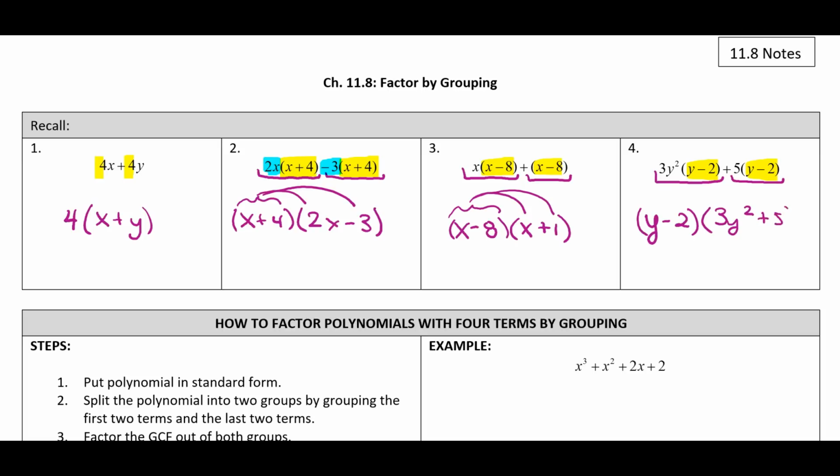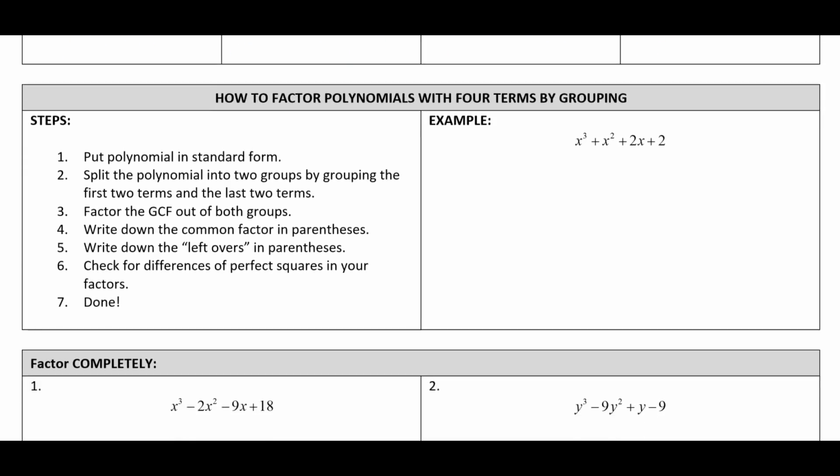plus 5. And again, if I was to take this entire factor and multiply it by 3y squared, I'd get 3y squared times y minus 2. And if I was to take y minus 2 and multiply it by 5, I'd get y minus 2 times 5. Okay, so I need you to understand this because this is what we're going to be doing today. We're going to be grouping things together and factoring it.